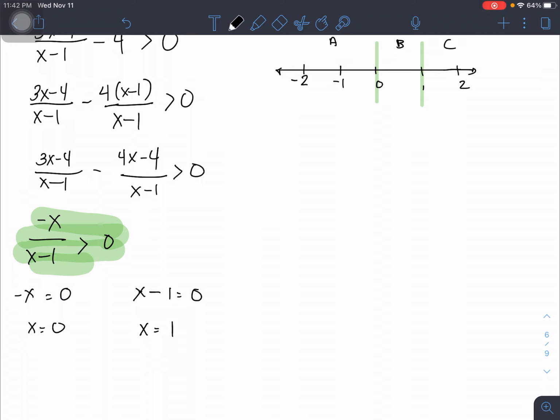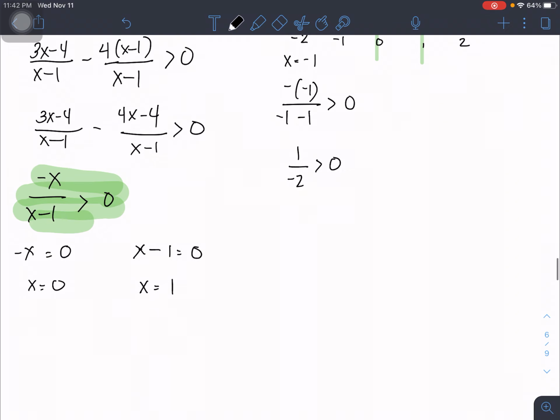So let's prove the argument if the value lies on region A. So let's have x is equal to negative 1. So this will be negative 1 over negative 1 minus 1, which is negative 1 over negative 2, greater than 0. So this will be negative 1 half is greater than 0, and this is false.